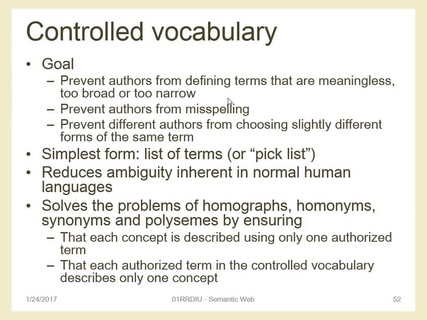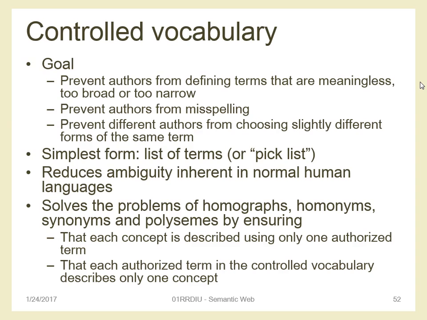Very quickly, a controlled vocabulary is practically a list of terms, or a pick list. So you have the classical menu, and you select one of the names that are already written. This at least prevents the author from misspelling and from defining terms that are meaningless or too broad or too narrow. So you define the terms that you want to use, and the people that make the metadata select only one value that already exists. It reduces the ambiguity inherent to normal human language, so you can write only computer science and not informatics, for example.